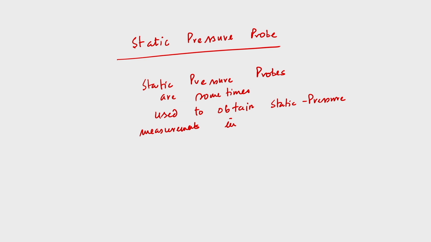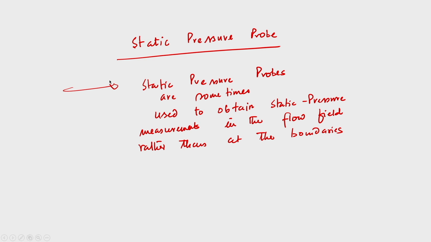Where can we use this? In the flow field rather than at the boundaries. So, this is one aspect. If you would like to measure static pressure using a probe, we cannot measure at the boundary, rather we can measure at a place which is far away from the boundary, that is in the flow field.